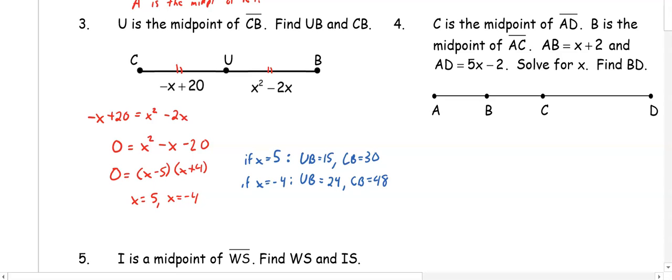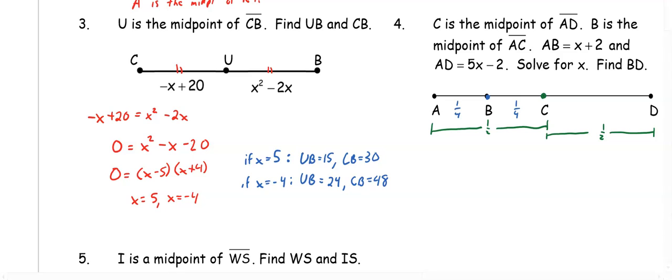In number 4, C is the midpoint of AD. So this is going to be half of our line, and this is going to be half of our line because C is a midpoint. But it also says that B is a midpoint. So it's going to take this half here and split it into a fourth and a fourth.